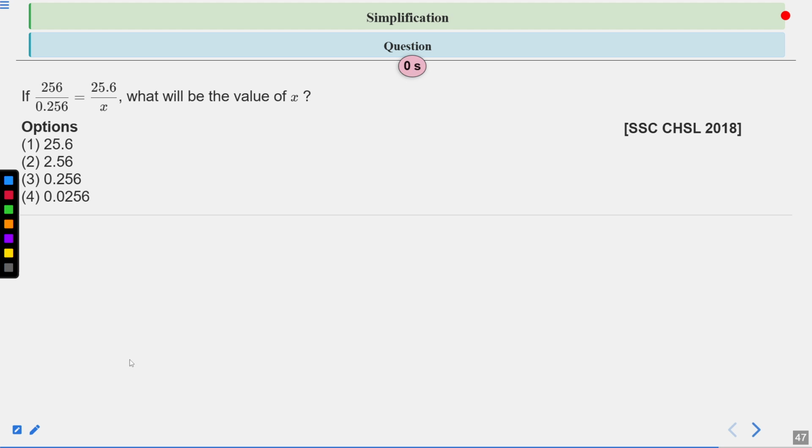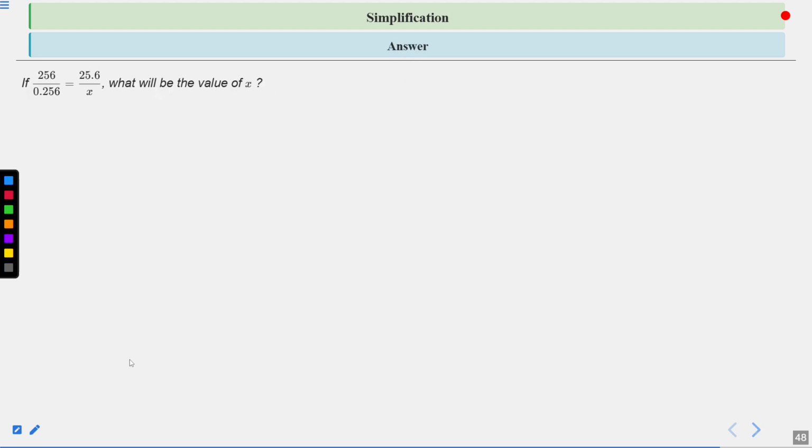Now time's up. Let's see the solution of this question. In this given expression, we can see that 256 divided by 0.256 equals 25.6 upon x. So we need to calculate the value of x. We simplify it by cross multiplying and making the numbers integers, and we get our answer. So the correct answer of this question is the fourth one, which is 0.0256.